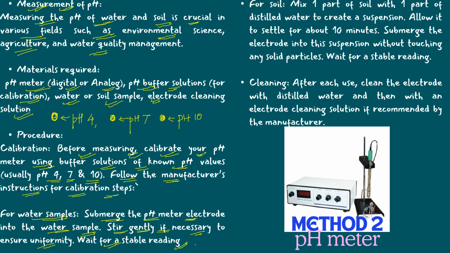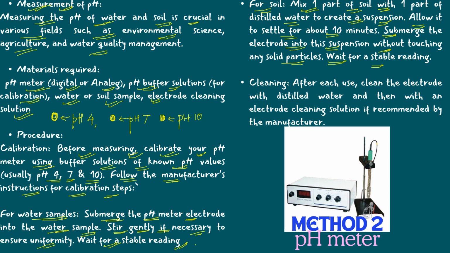Then for a soil sample, we mix one part of the soil with one part of distilled water to create a suspension, and then allow it to settle for 10 minutes. Submerge the electrode into the suspension without touching any solid particles. Wait for a stable reading. All these steps are very easy to remember. We just do it for your measurement of the pH.